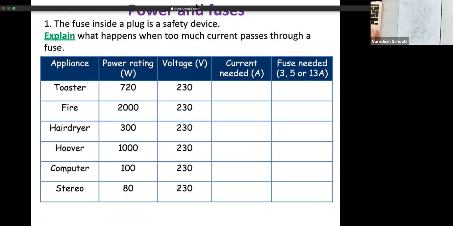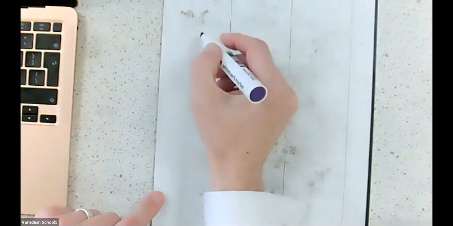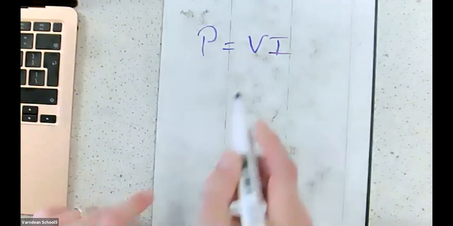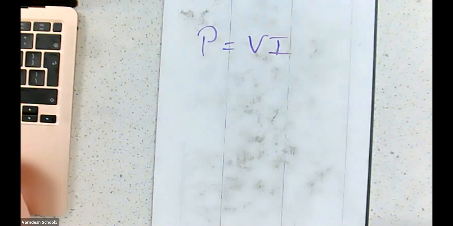Okay, so shall I just stop sharing so you can actually see that? So we just said power is equal to V times I there. And I very foolishly didn't look at my values. My power rating was 720. Whoop. My power rating was 720 and my voltage was 230. Right, let's go back to where I was.